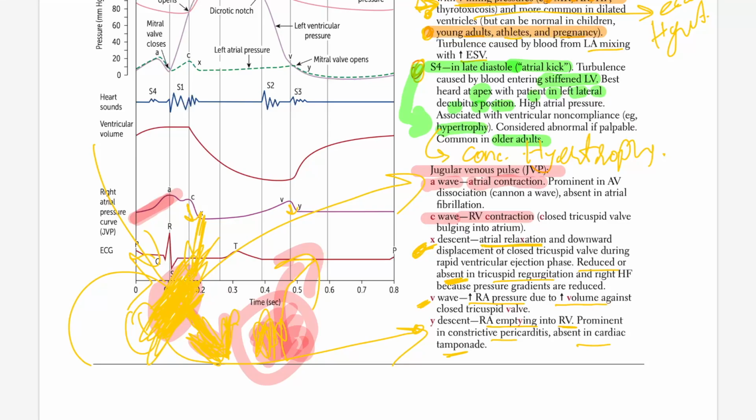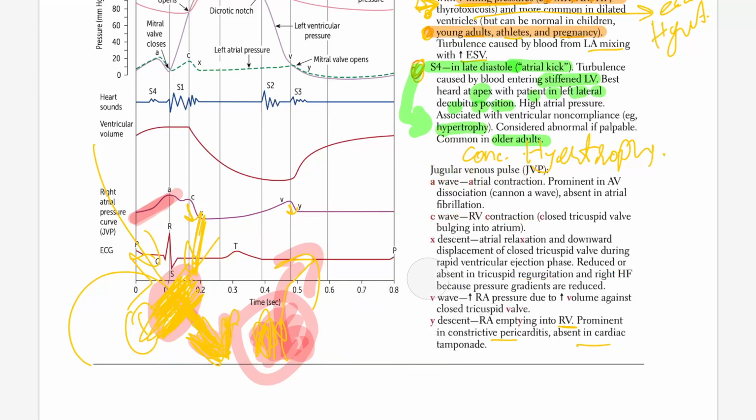A wave and Y descent are sort of looking at one thing: atrial contraction in the A wave, and in the Y descent the emptying of the right atrium without any force. Because as soon as you apply the force, that's going to be the A wave. So let's recall the whole thing and move on with the next one.